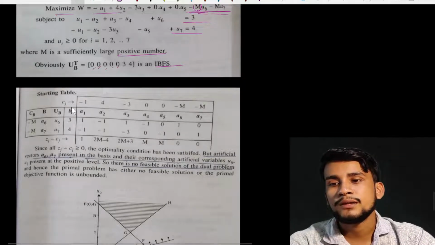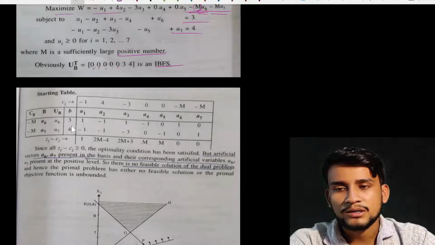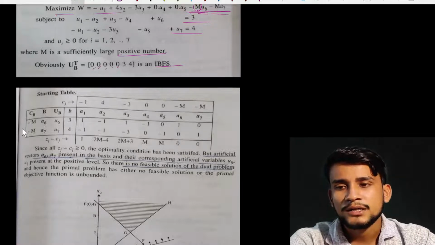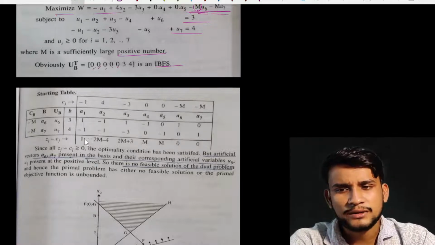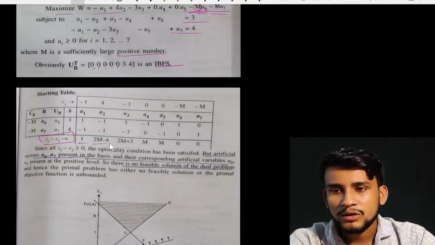So this is the table. You all know the positions of the components of this table, so I won't go through the table. Now I just go to the Zj minus Cj term. So Zj minus Cj is 1, 2M minus 4, 2M plus 3, M, 0, 0.